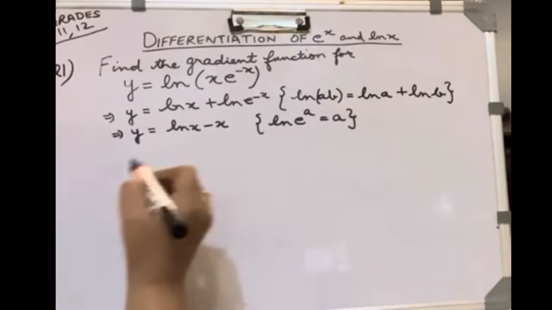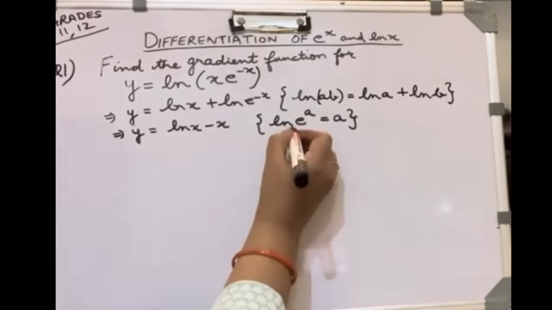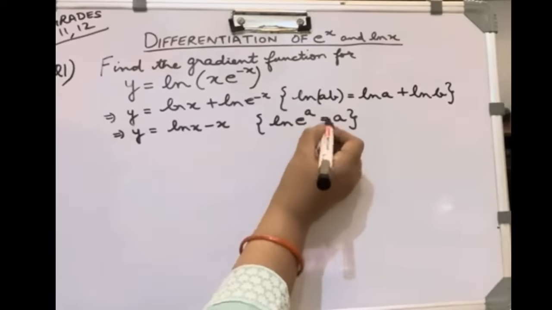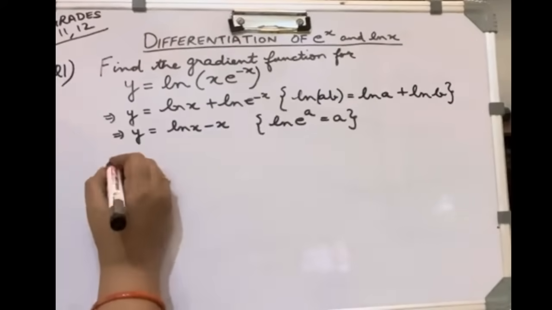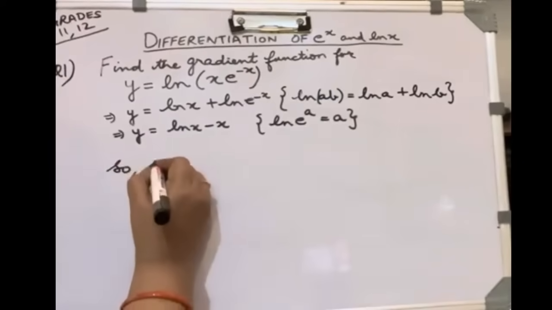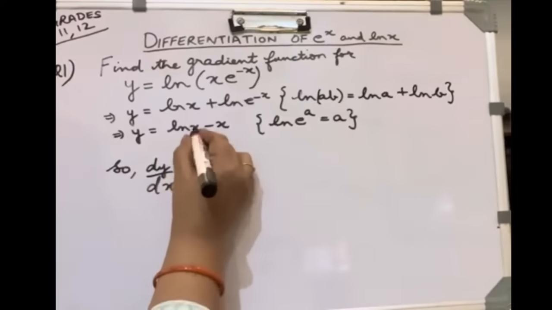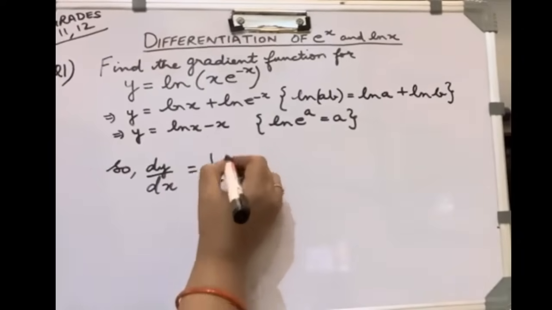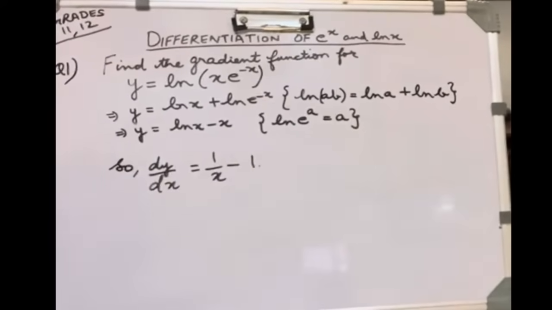We know that the base of the ln logarithmic function is e. So ln of e to the power a, base e, is a. Now we find out the derivative. So dy by dx is equal to, for ln x, the derivative is 1 by x, and the derivative of minus x is minus 1. So this is the final answer.